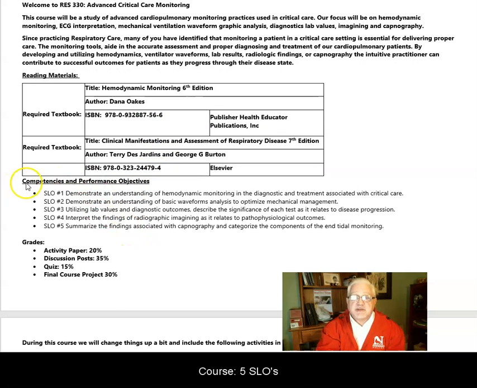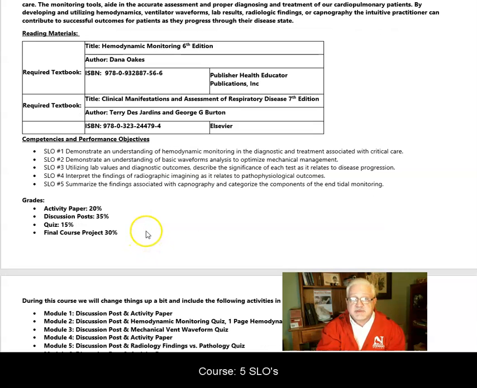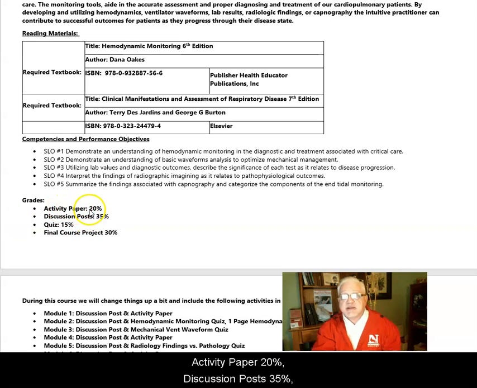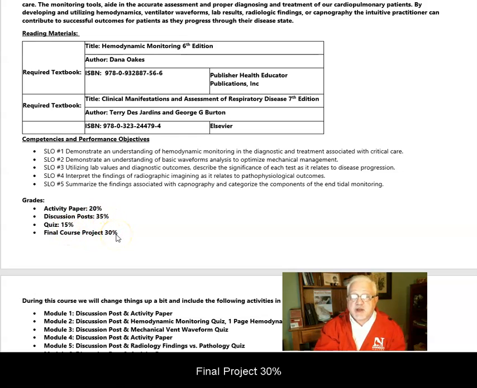As you can see here, I've listed the competencies and performance objectives from which we have 5 student learning outcomes. And here is how our grades are broken up for this semester. Activity papers are worth 20%. Discussion posts are 35%. Quizzes will be worth 15%. And our final course project is 30%.